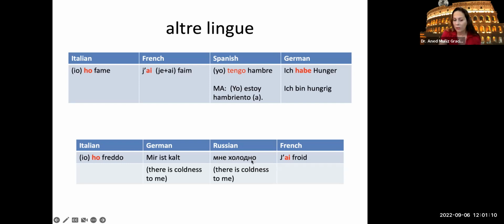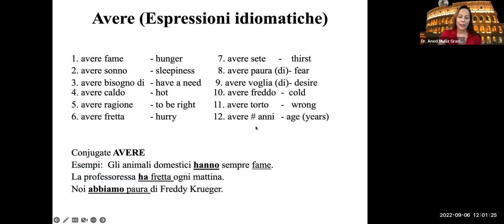And again, this is not according to the speaker, male or female, meaning there is coldness to me. So again, this is not only for Italian. This is the reason why I show you this, to know that there are other ways than English to do that. And then the espressioni idiomatiche con avere that we have, and you can find this in the quaderno by Giovanni Trombetta as well. And I put avere, but you do need to conjugate avere, right? So hunger, sleepiness, and I put this in nouns whenever possible, right? So to get us in that frame of mind, hurry, thirst, fear, desire, and so on.